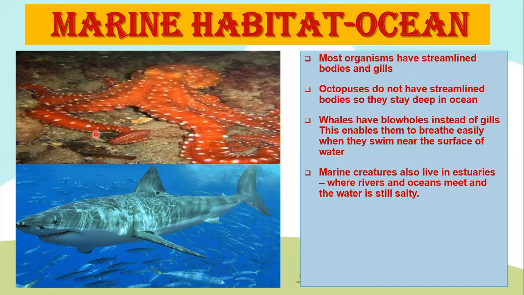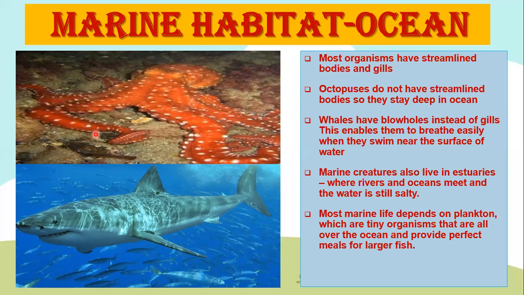If you see octopus, it's an exception. Octopus do not have a streamlined body. And whales and dolphins are mammals. They are not fish, but they live in water. They are aquatic habitat animals. They have blowholes instead of gills, right? And most of the marine life also depends on plankton, that is very tiny organisms that grow all over the ocean and provide a perfect meal for the larger fishes.